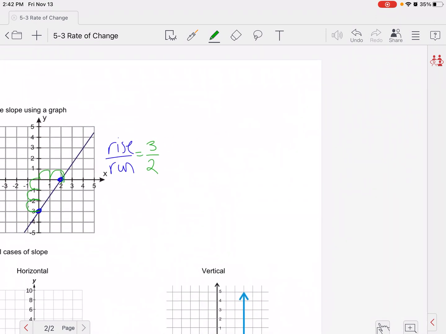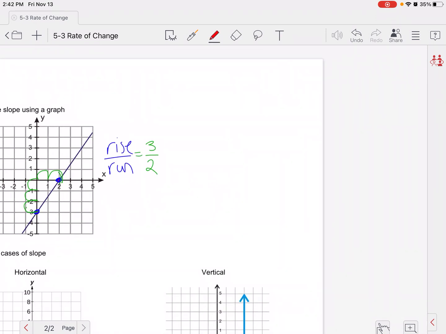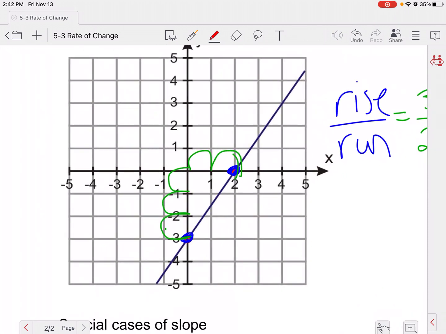All right, let's do one more because I have some students who always struggle with this. So I'm just going to draw a line on this one. So let's say this was here and here. Okay. So here I'm going up 2, right? So my rise would be 2. But then I'm going to the left 2. So that would be negative 2.